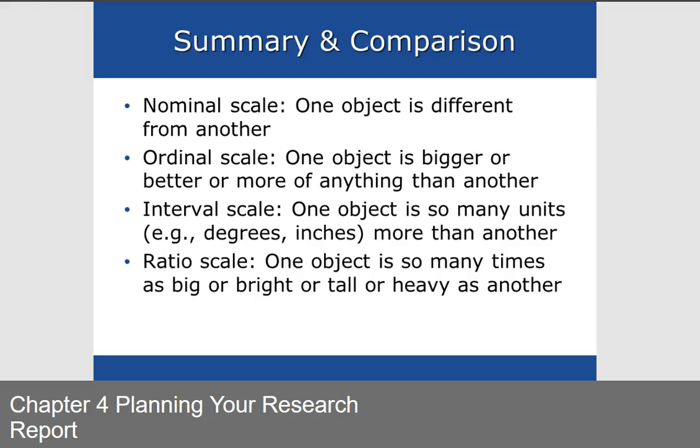So in summary, these are our 4 scales of measurement. Nominal scale, one object is different from another. We create categories. Ordinal, one is bigger, better, first, second. We have some ranking system. Interval scale, one object has so many units more than another, but again, even though the proportions are similar, we cannot make proportion statements. Like if I have a 50 and you have 100, that you have twice as much as I do. But ratio you can. One is so many times as big or bright or tall or heavy as another, and we can make those proportion statements. If I bought 2 pounds of apples and you bought 4, I bought half as many as you did.